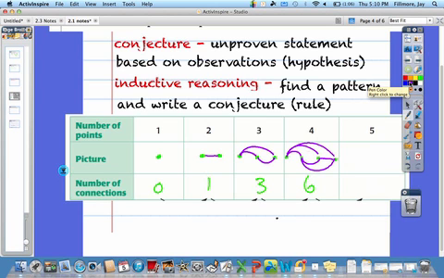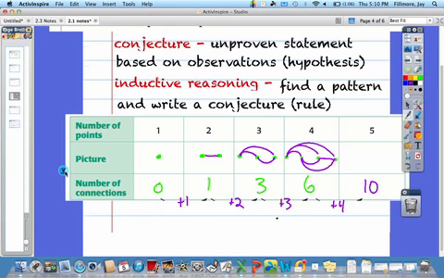So the first thing we need to do is make a conjecture. Let's identify the pattern here. Well, going from 0 connections to 1 connection, we added 1. Going from 1 connection to 3 connections, we added 2. And going from 3 connections to 6, we added 3. So you're probably seeing the pattern. The next one will probably add 4 and end up with 10. And we'll test that to see if it's true.